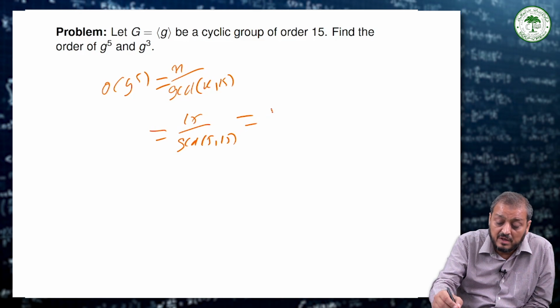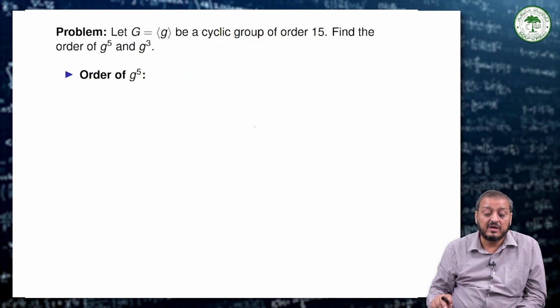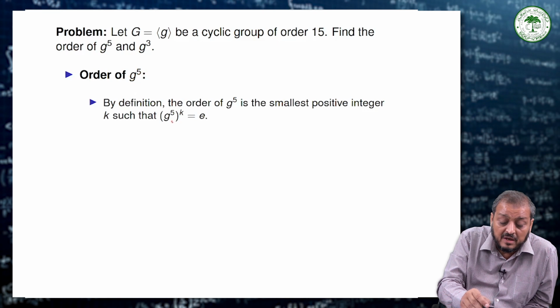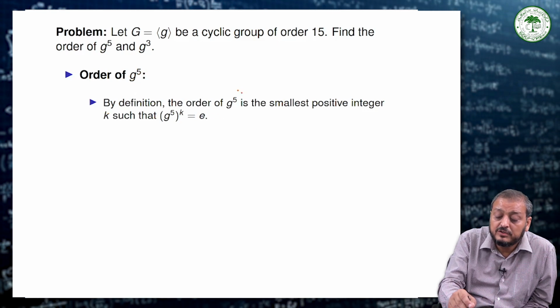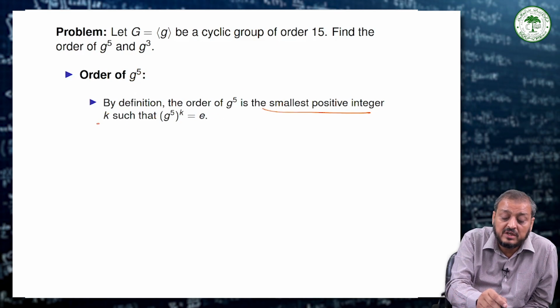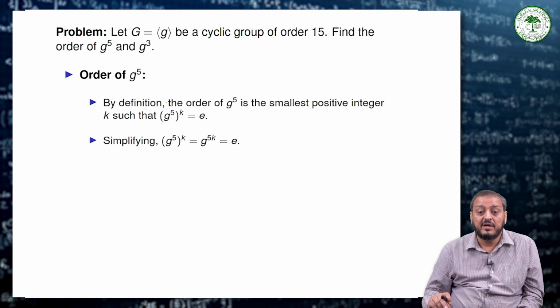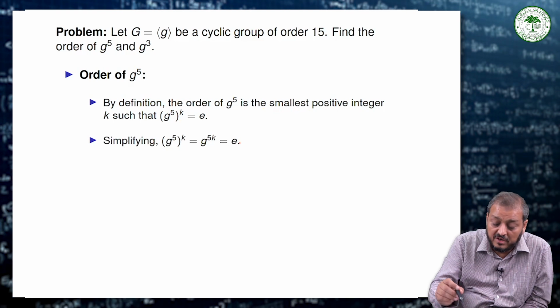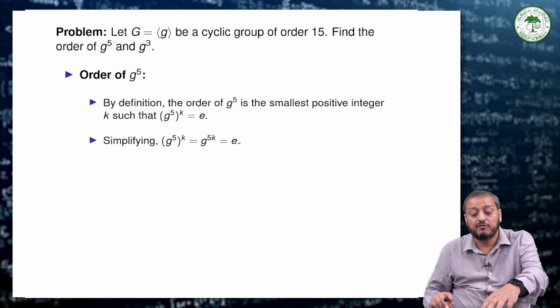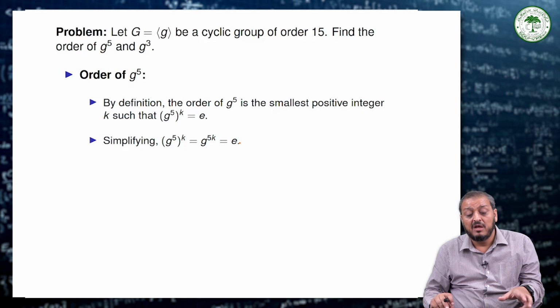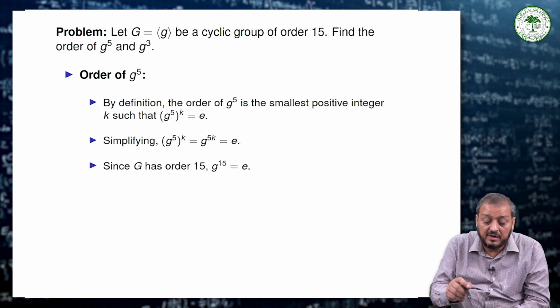So, we have a is equal to 3. So, clearly we can say that we need the order of g^5. By the definition, the order of g^5 is the smallest positive integer k such that (g^5)^k is equal to identity. So, g^(5k) is equal to identity. We have to find the values of k, for what value of k this gives the identity.